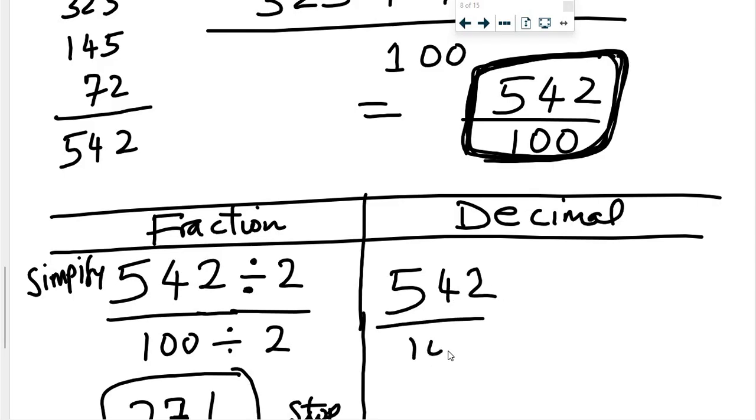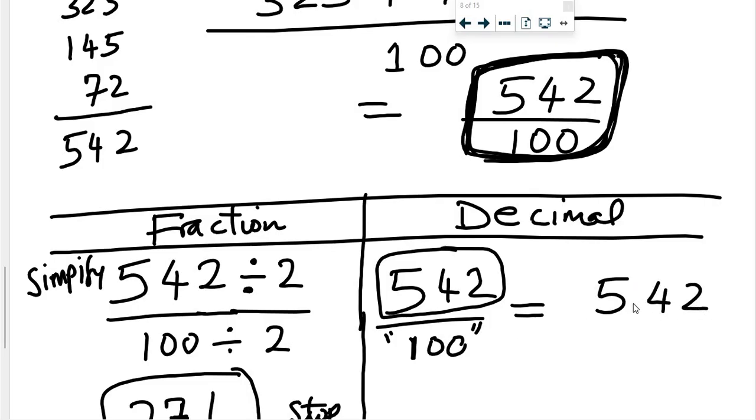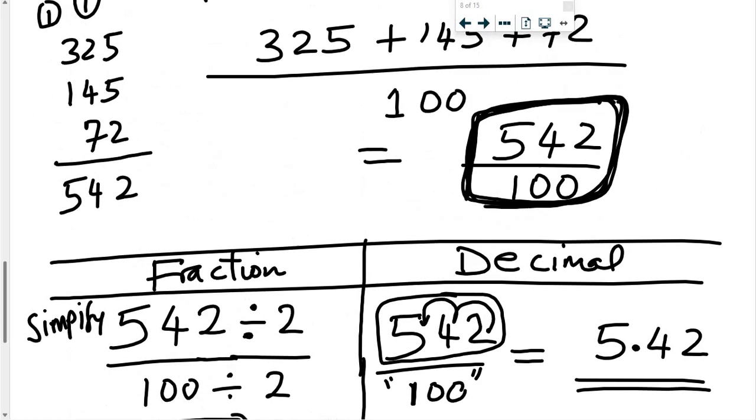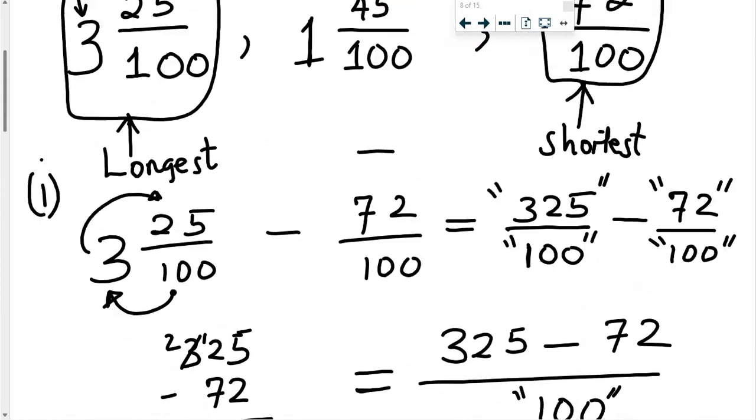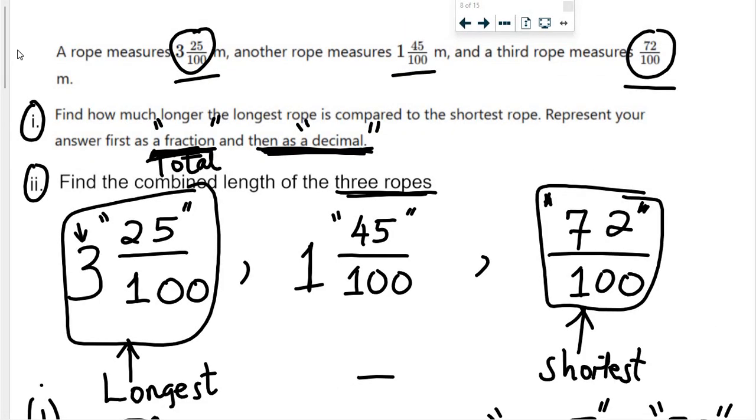Now, this number, 542 upon 100, is a decimal. Remember, this is denominator 100. Denominator 100 will cause this number, 542, to have 2 decimal places, meaning move a decimal point from right to left 2 steps. 1, 2. And the answer becomes 5.42. That's all. So you can pause this video and then follow the steps and see how it works.